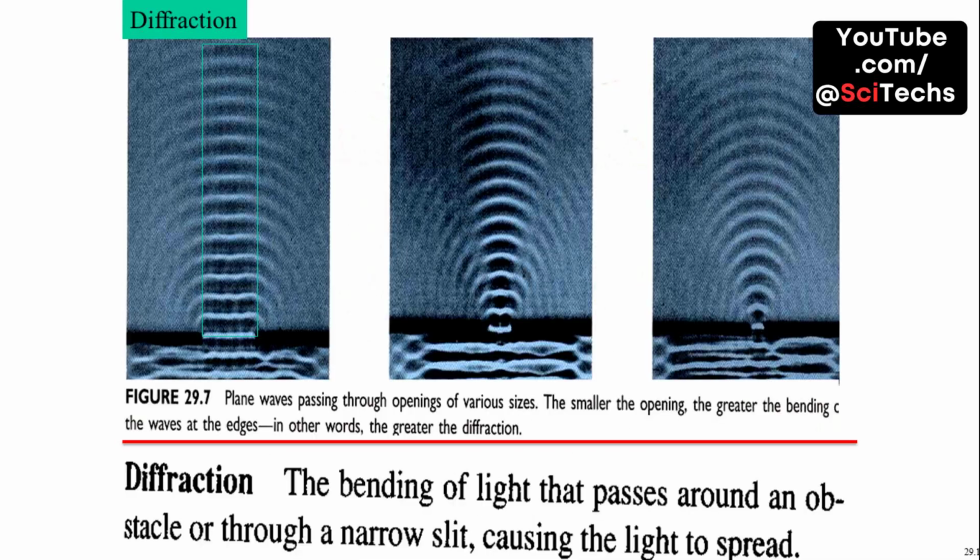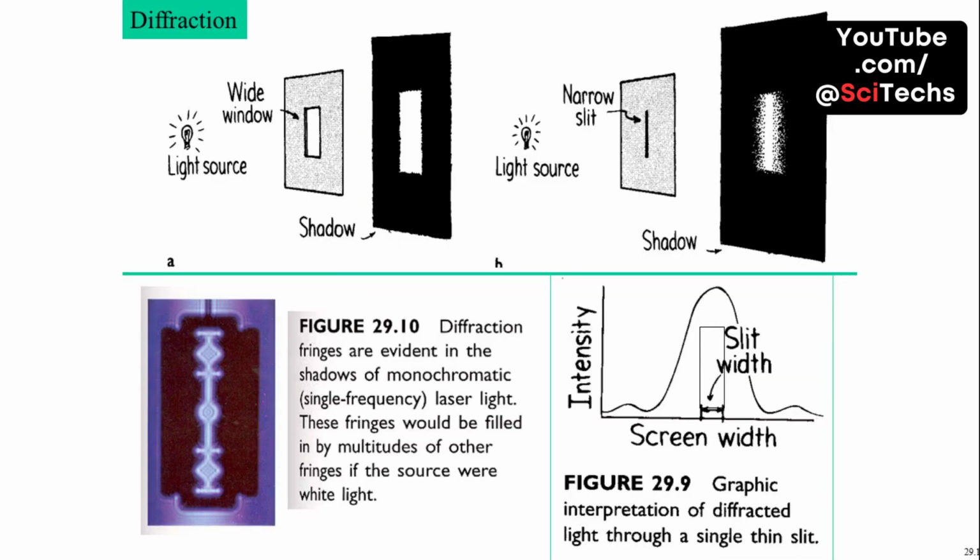Diffraction is the bending of light as it passes around an obstacle or through a narrow slit. This phenomenon causes the light to spread out and create patterns. When light passes through openings of various sizes, diffraction patterns are formed. These patterns can be observed as fringes in the shadows of monochromatic light sources.